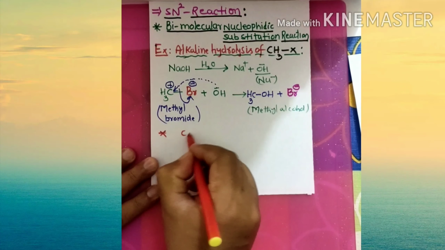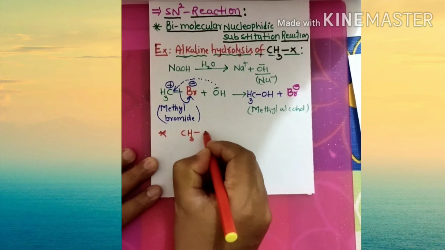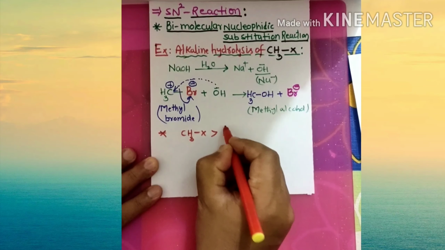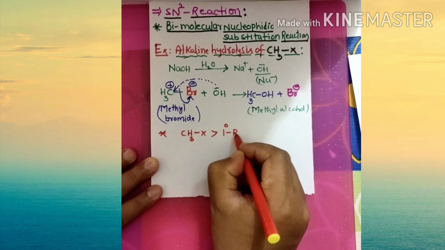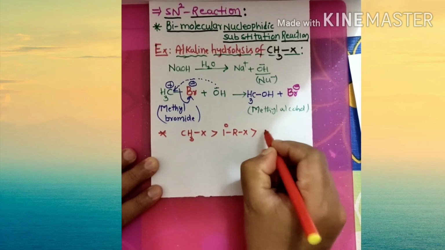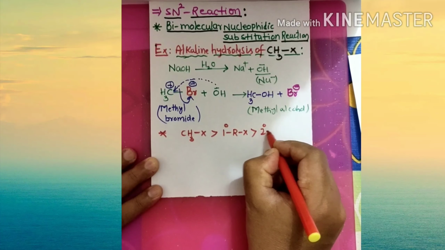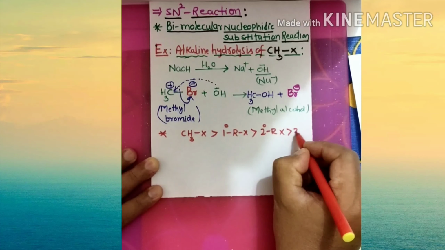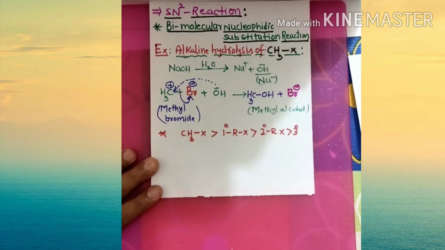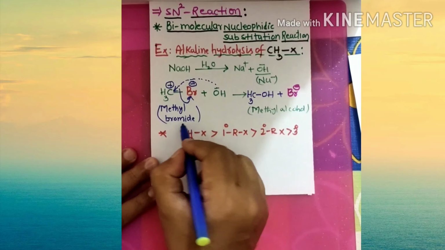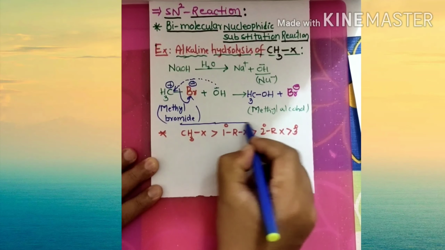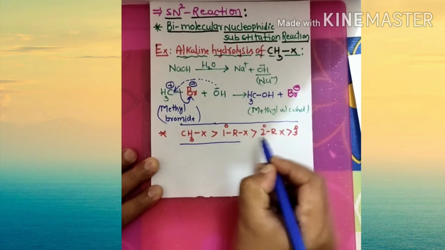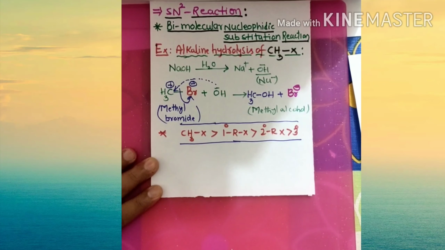Here methyl halide is more reactive than 1 degree alkyl halide, and it is more reactive than 2 degree alkyl halide, and it is more reactive than 3 degree alkyl halide. This is the reactivity order of alkyl halides towards the SN2 reaction.